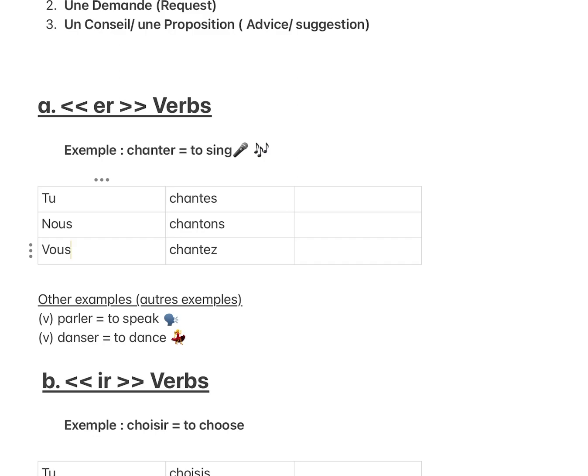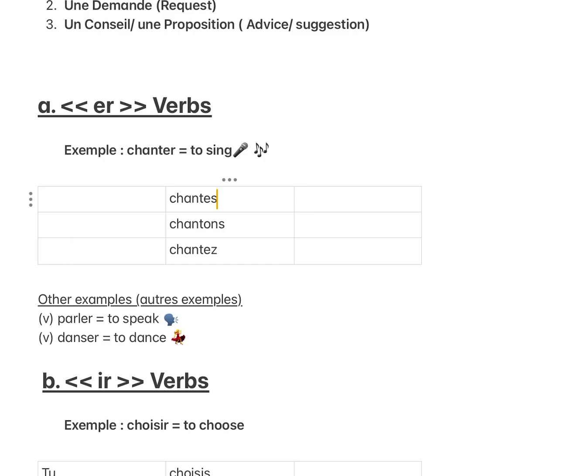We conjugate the verb chanter according to the subject pronouns. So we get tu chantes, nous chantons, vous chantez. Now, to make the imperative form, we remove the subject pronouns since we won't be requiring them.